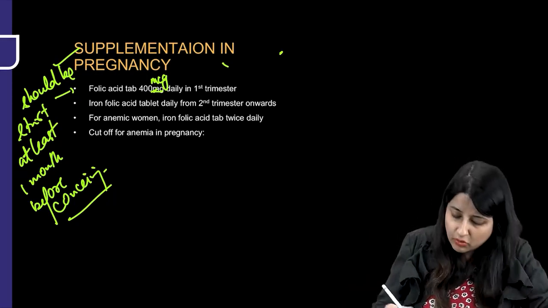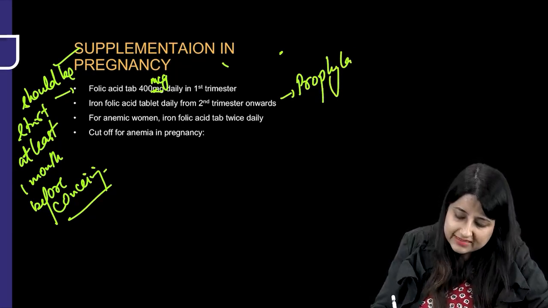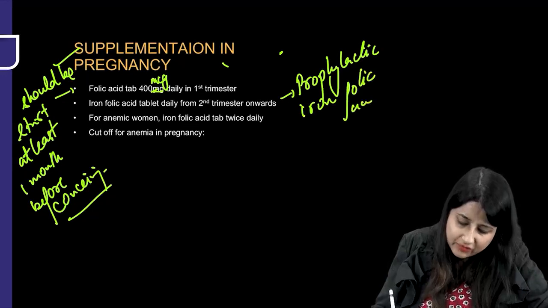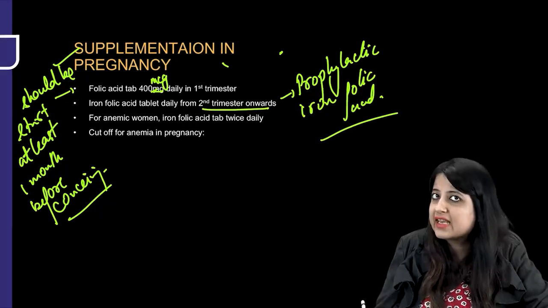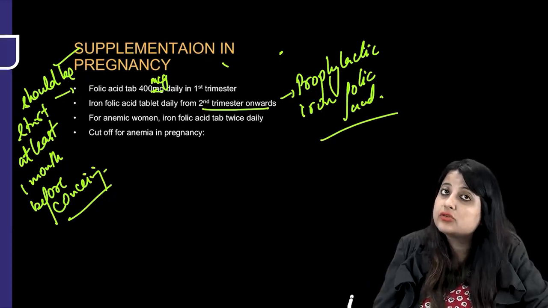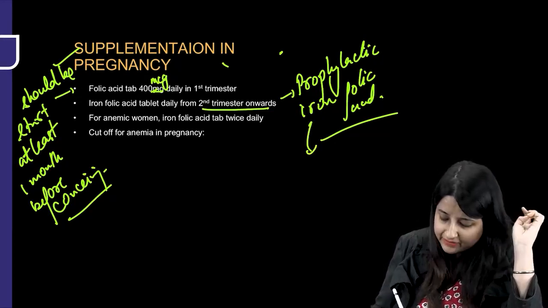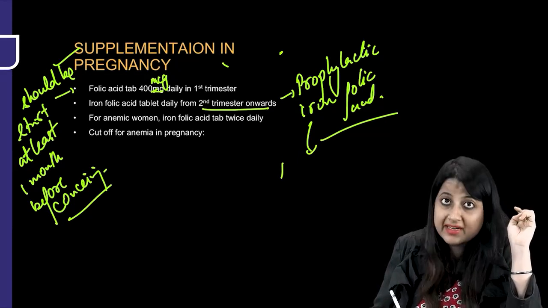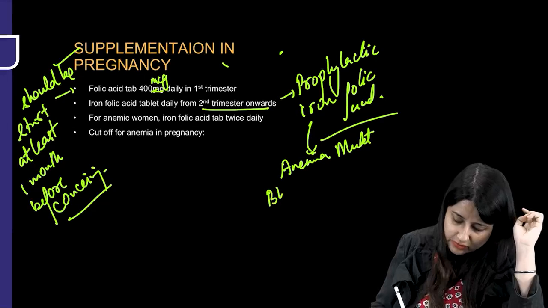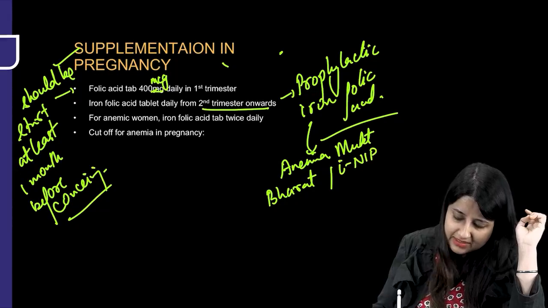From the second trimester, what are we offering? We are offering prophylactic iron folic acid. The prophylactic iron folic acid tablet should be given daily from the second trimester onwards. It should also continue after delivery up to 6 months. And this tablet is being provided under which initiative? We already know that, we have revised it in nutrition: Anemia Mukt Bharat, or Intensified National Iron Plus Initiative.